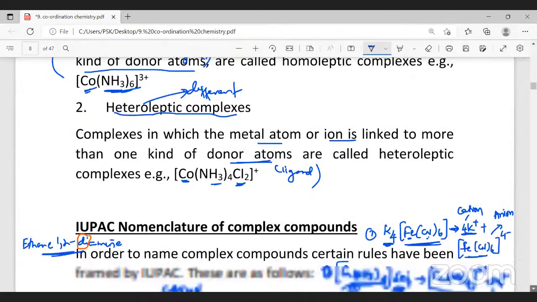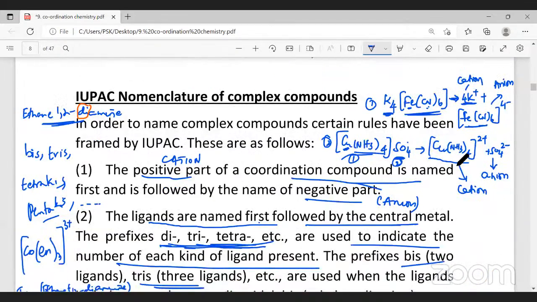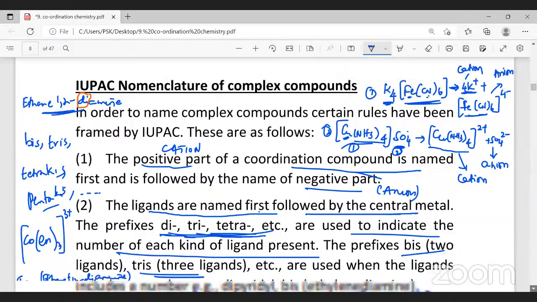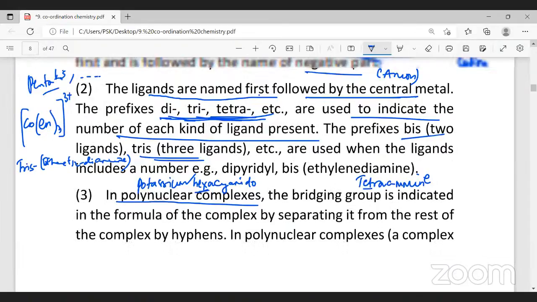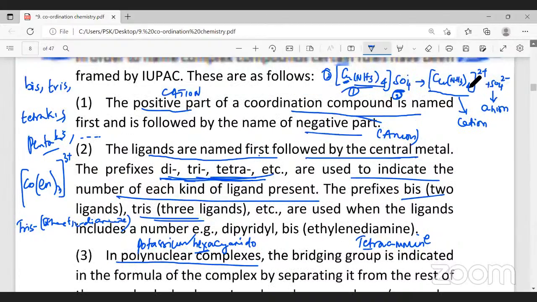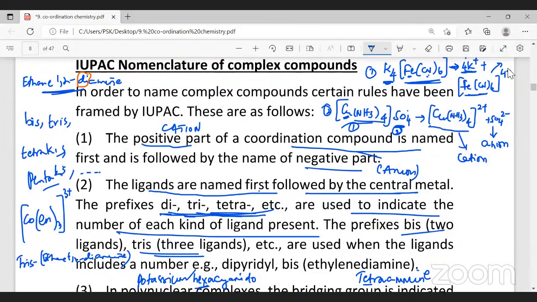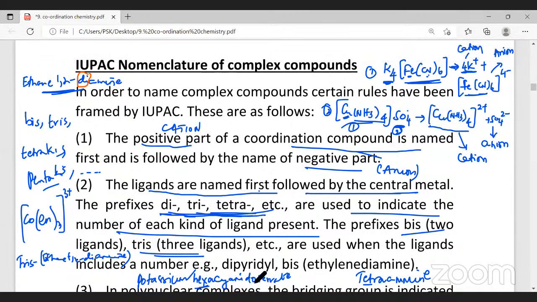Now just observe this. Here, K4[Fe(CN)6], [Fe(CN)6] is a negative complex. When we have [Fe(CN)6] as a negative complex, the name of the metal has to end with ATE. So I don't write it as iron. It is called ferrate. Iron is also called ferrum in other languages. So you can see it is named ferrate, ATE.